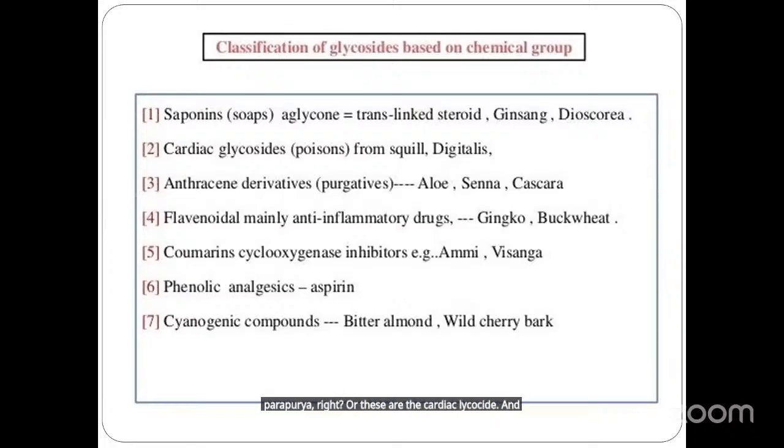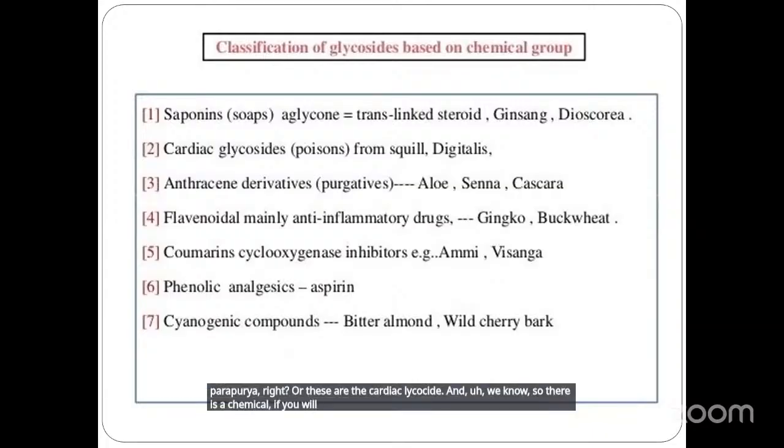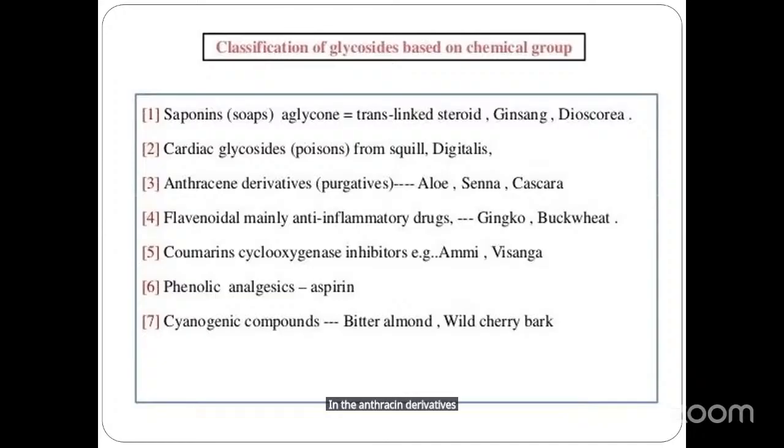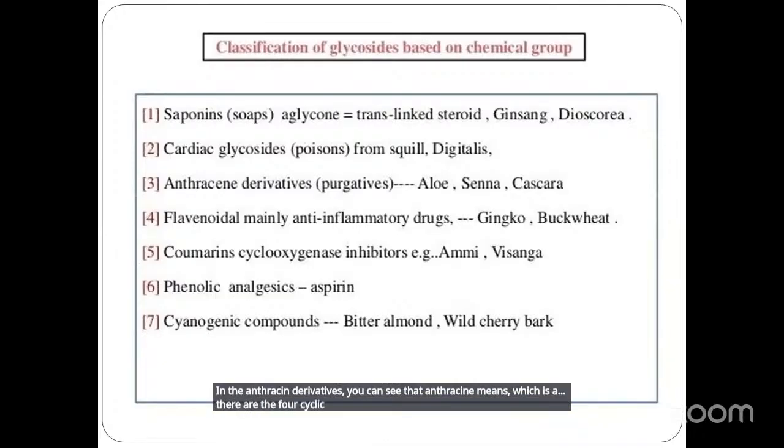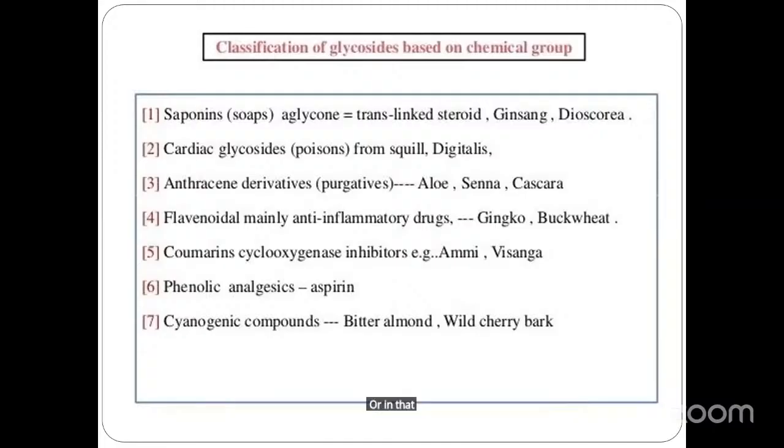Anthraquinone. Chemically, there is an anthracene derivative. In the anthracene derivatives, anthracene means there are four cyclic rings present. In that, particularly there is Cascara sagrada, then Cassia angustifolia or Cassia acutifolia, which belong to the family.